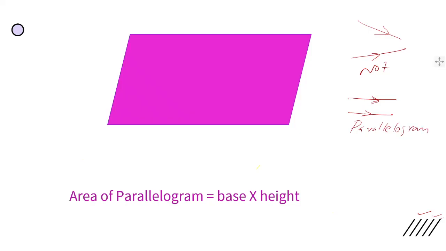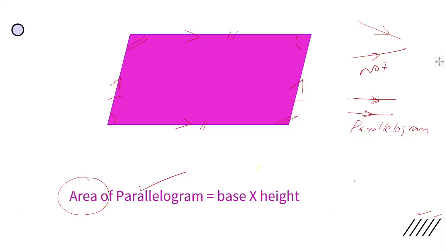So what is a parallelogram? A parallelogram has opposite sides parallel. Look here, this one and this one are parallel, this one and this one are parallel. What all peculiarities are there? Opposite angles will be congruent. This angle is equal to this angle. Opposite sides are congruent. The length of this side will be equal to this side, and this will be equal to this. Such a figure is named a parallelogram. Now we are going to study the area of a parallelogram.